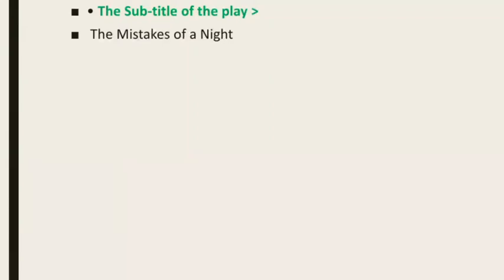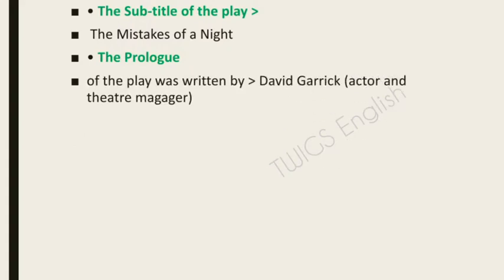We know very well from the beginning of the drama that the whole story rolls around the mistakes of a knight caused by Tony Lumpkin. So let's proceed. The prologue. What is a prologue? A prologue is just like an introduction. The prologue of She Stoops to Conquer was written by David Garrick. Who was David Garrick? David Garrick was an actor and the theater manager.